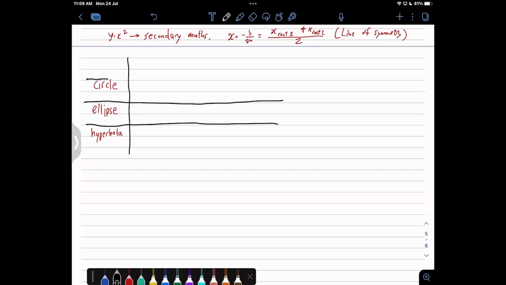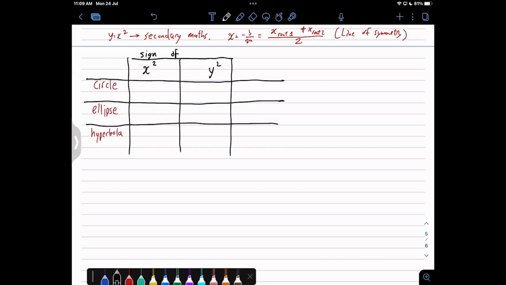So circle, ellipse, and hyperbola, I need to tell you how to quickly identify whether you have a circle, ellipse, or hyperbola. You look at the x squared, you look at the y squared term. In particular, you look at the sign of x squared and y squared.